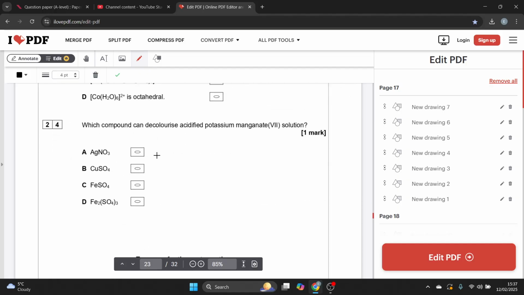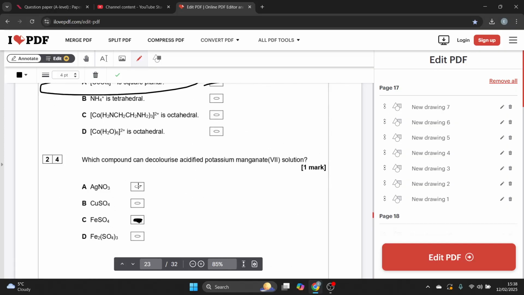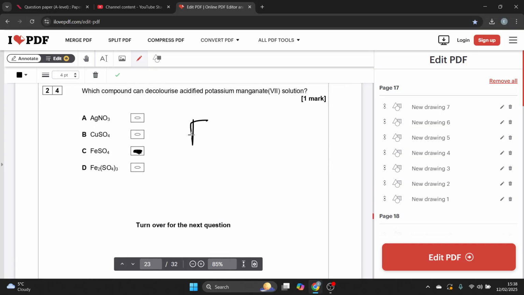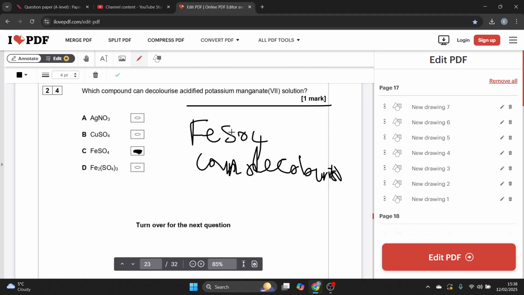Which compound can decolorize acidified potassium manganate(VII) solution? FeSO4. Yeah, FeSO4 can decolorize acidified potassium manganate(VII) solution.